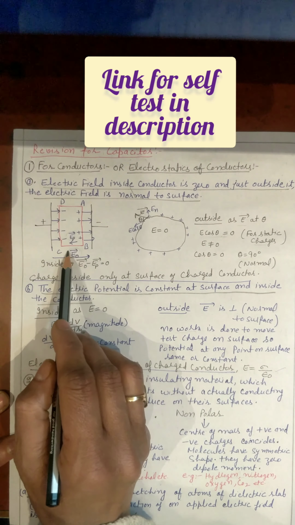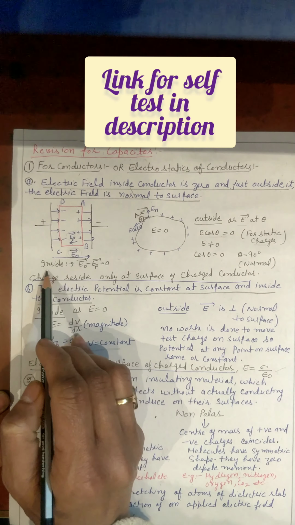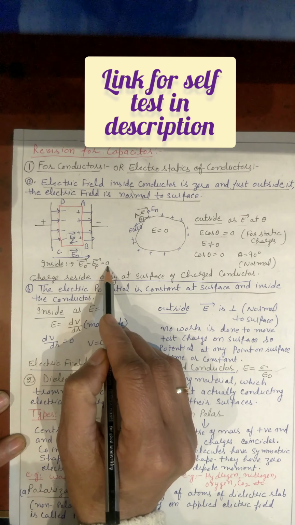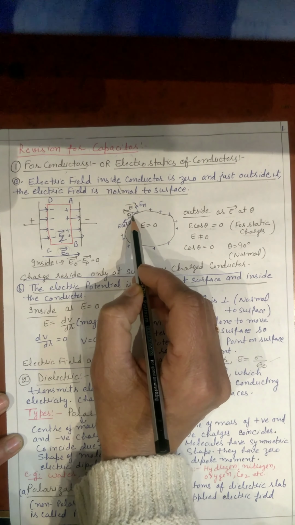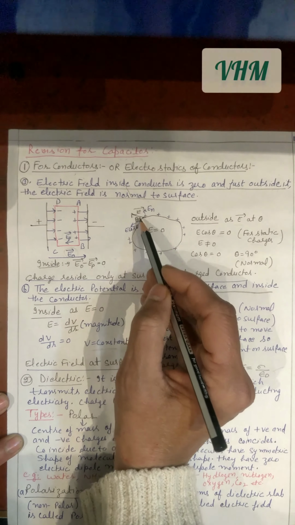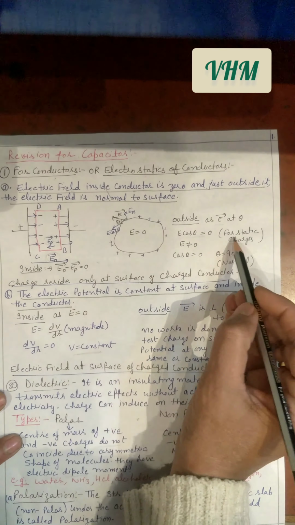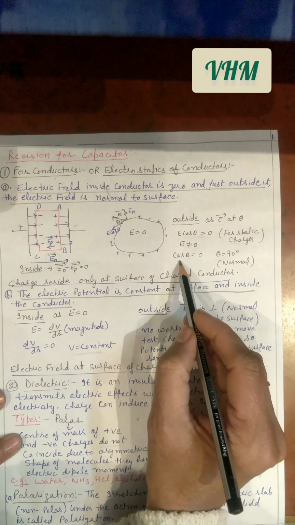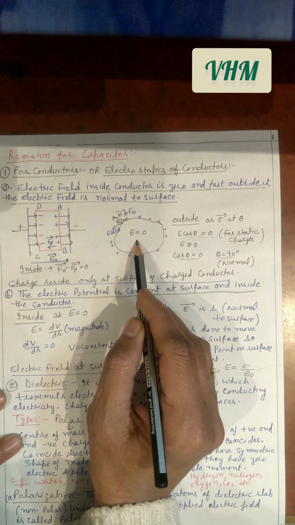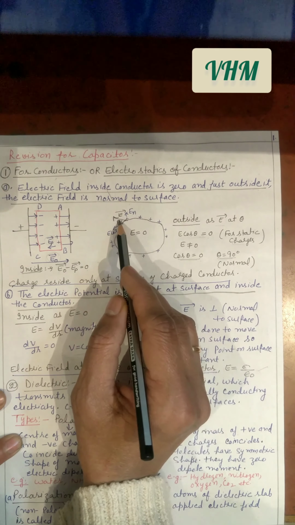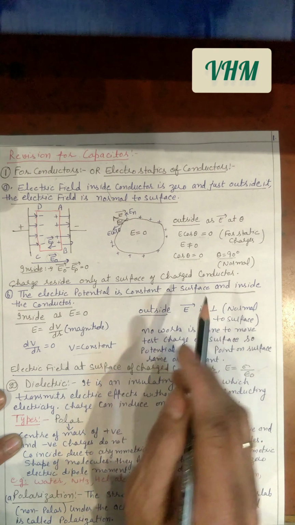Inside, the applied field and the induced field are equal, so inside the net field is zero. Outside, the electric field is at an angle theta, with two components. The transverse component for static charge is zero, so cos theta is 0, meaning 90 degrees. That means the field inside is zero, and all the field is outside and normal.